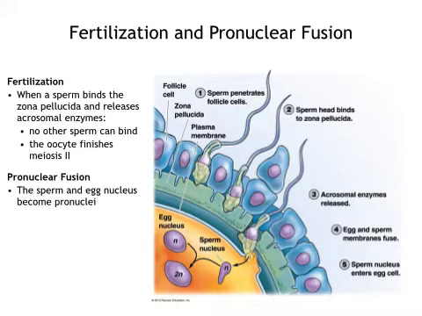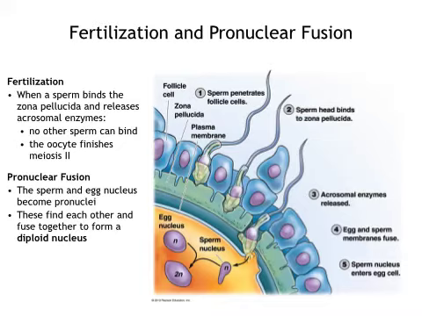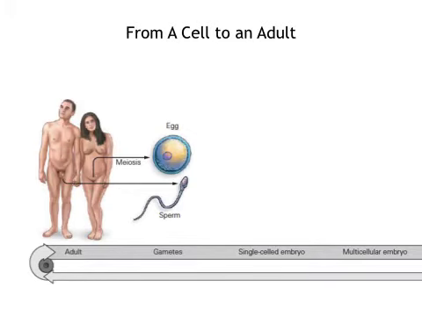They become pronuclei first, and then they fuse together, and they form a diploid nucleus. And so now this fertilized egg can go on and become a baby. And so now let's look at how that happens, how you go from a cell to an adult. And this is known as human development.